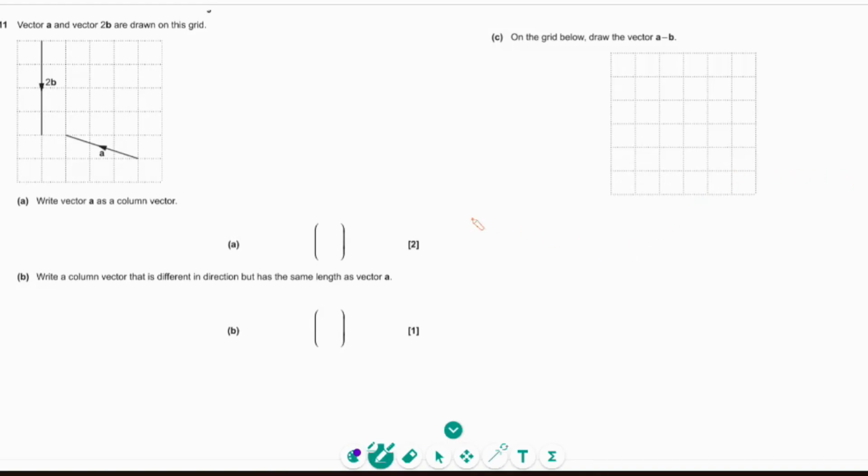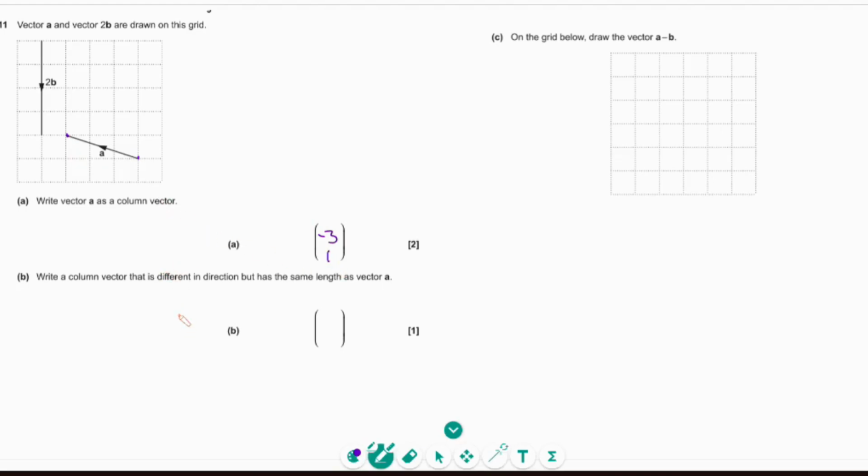Question 11. Write a as a column vector. So we're starting here at the beginning of the line in this direction to the end of the line. So we go 1, 2, 3 left, so minus 3 at the top, and 1 up, so 1 at the bottom.